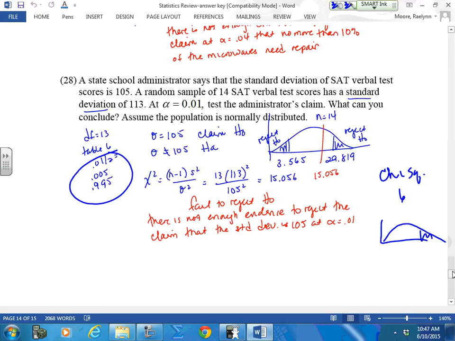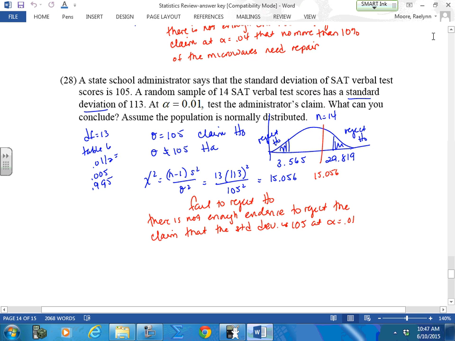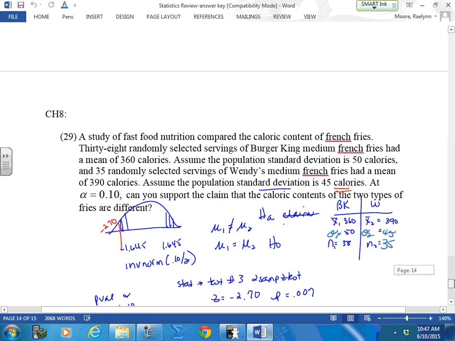Questions at all? Everybody's right on target here. Fail to reject H0. You're falling right in the middle.